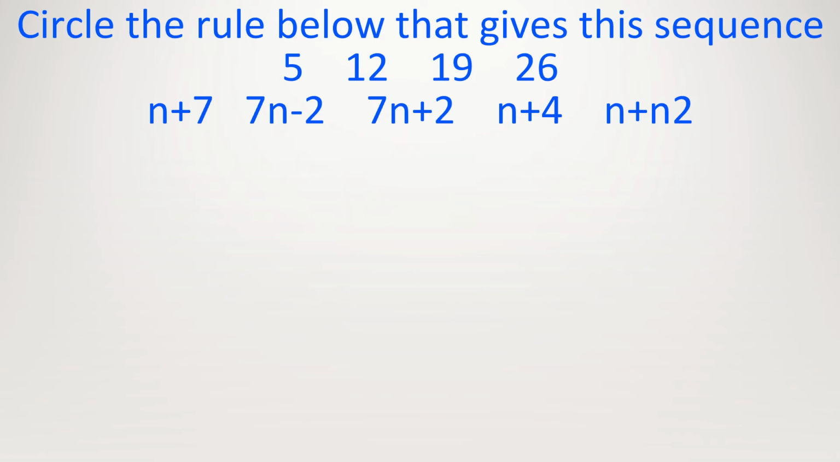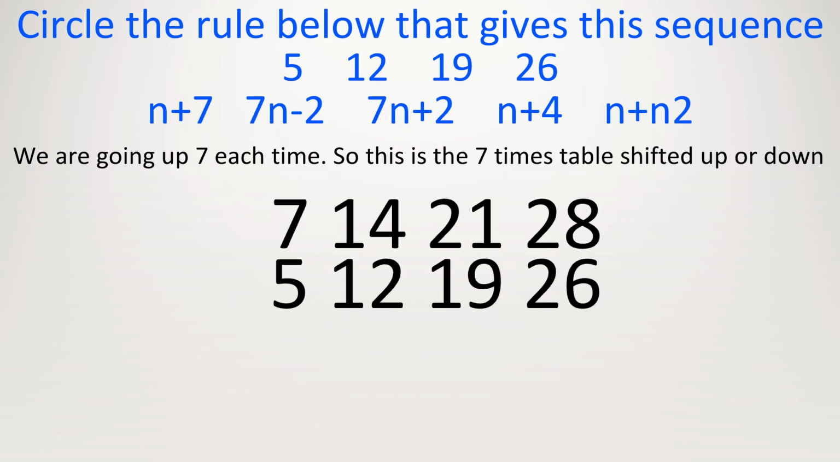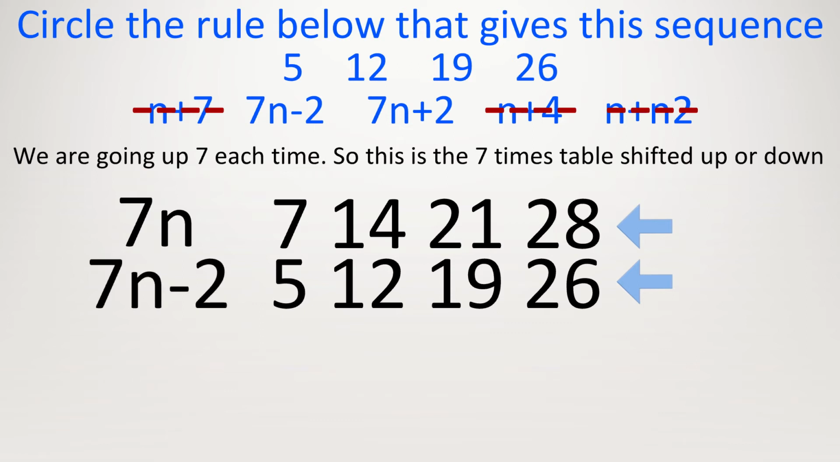We are going up 7 each time, so this is the 7 times table shifted up or down. Put 7, 14, 21, 28. This is equal to 7n. How do you go from the top to the bottom row? We minus 2. Hence we have the answer. The sequence is 7n minus 2.